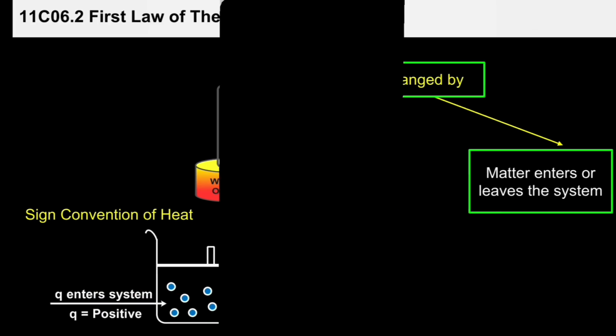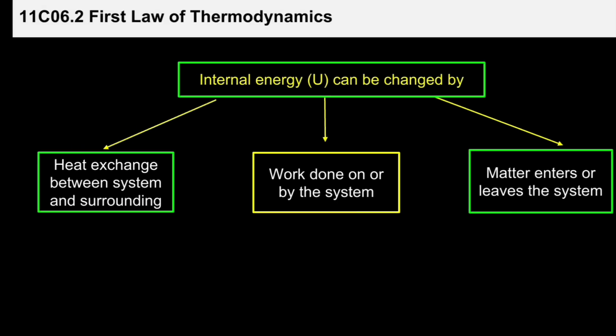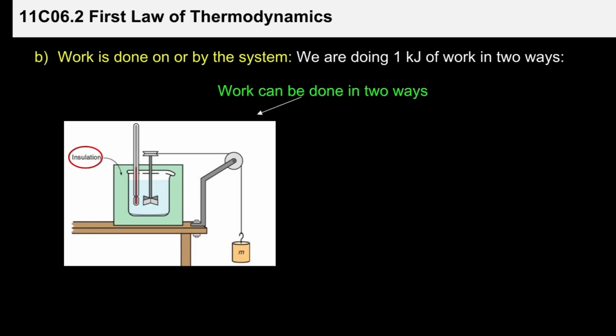So let's see how we can change the internal energy of a system due to work done. We can do work of 1 kilojoule in two ways. In the first way, we take an insulated system. The insulation is important because the system cannot exchange heat with its surroundings, and we do work by adding a paddle. During this process, the temperature of the system increases, which we can measure on a thermometer. The temperature of the system increasing means the internal energy of the system is changing.